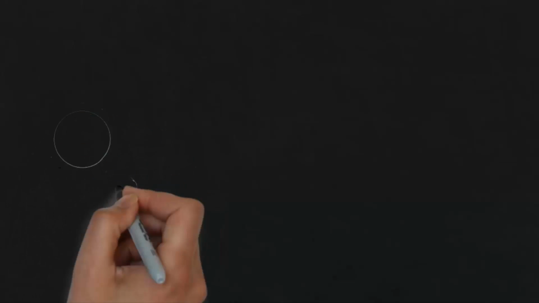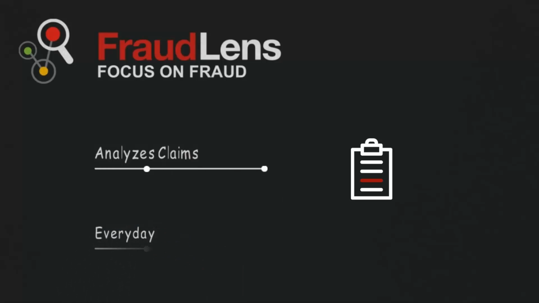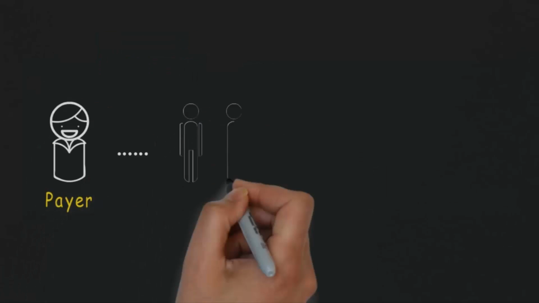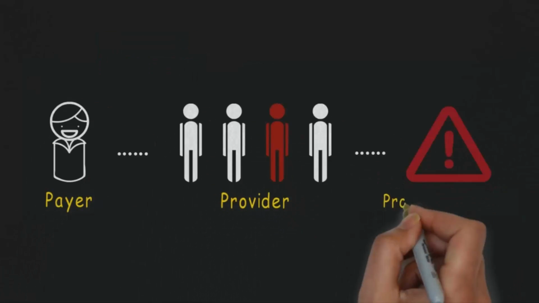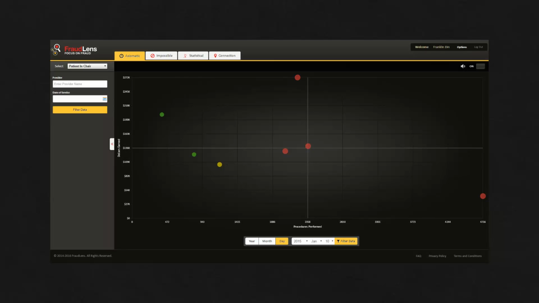It starts with detection. FraudLens analyzes claims every day. So you, the payer, will know every provider who has submitted a problematic claim as well as the details down to the specific patient's procedure. These findings are displayed as simple red, yellow and green bubbles, which follows nearly the universal understanding that red means bad, green means good and yellow is in between.